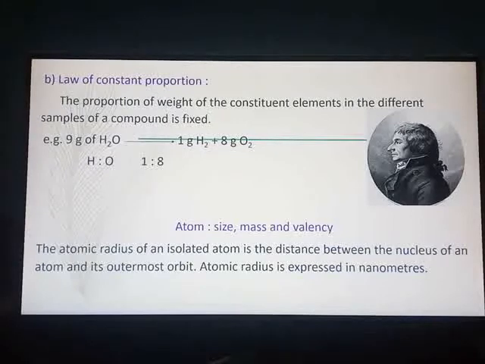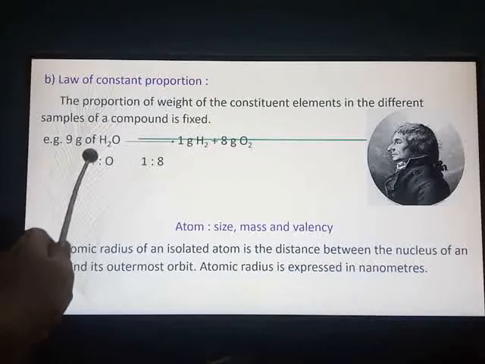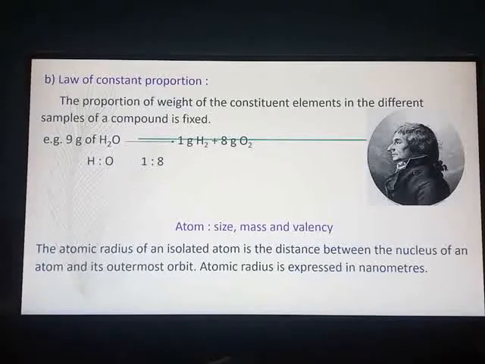That water may be obtained from this ice, that water may be in the liquid form. You obtain water from any source, then this proportion H2O 1:8 will remain always constant, and that is the law of constant proportion. He had taken also many other examples, that the proportion by mass of carbon and oxygen in carbon dioxide which is obtained from any source, that proportion is 3:8.